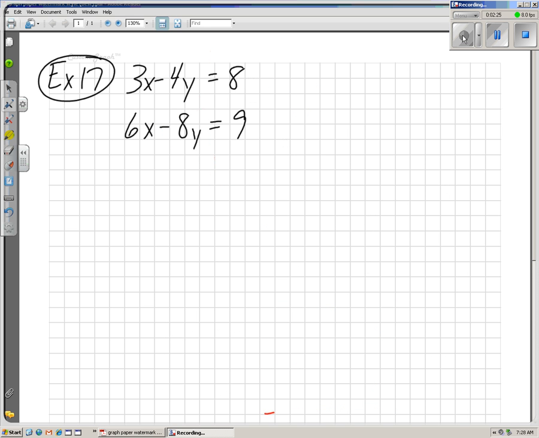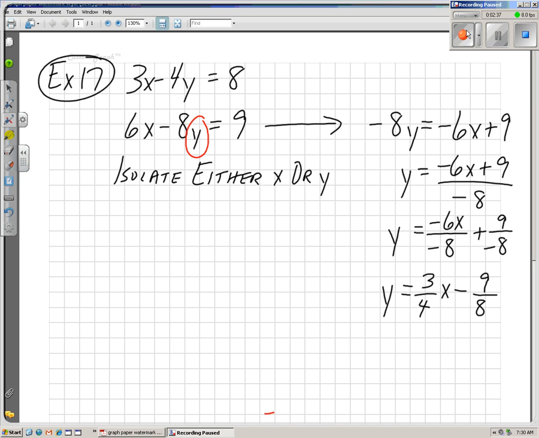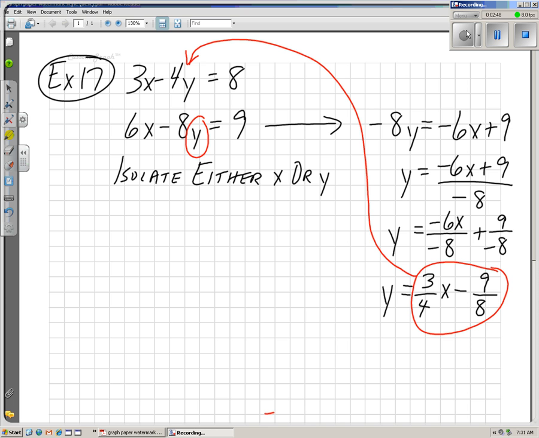All right, here's an example for your homework problem number 17. Now to use substitution, I have to isolate either the x or the y. Doesn't matter which one, I'm going to isolate this y right here. I'm going to get that y alone. All right, so I found out what y is in the second equation. So I'm going to take that expression and plug it back in for y in the first equation. That's what substitution is. Find out what your y is, plug it into the other equation.